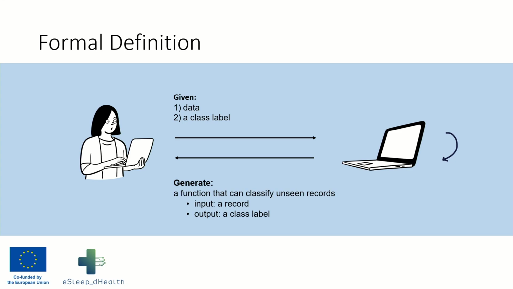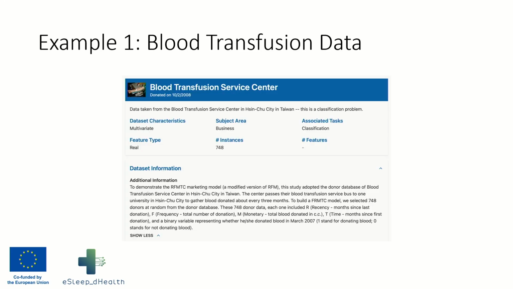That might seem a little bit abstract, so let's look at 2 examples within healthcare to understand this concept. So the first example that we look at is a data set on blood transfusion. It is a database from a center in Taiwan that does blood donations, and it has data on 748 people.